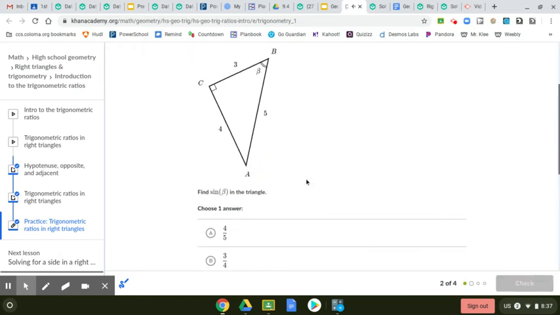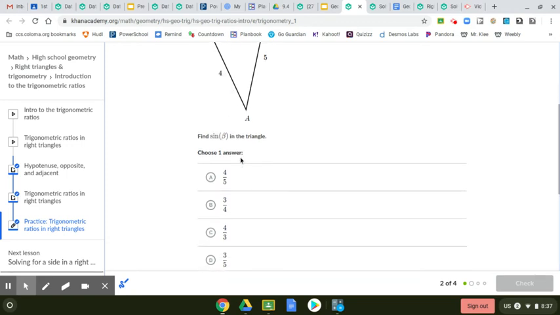Another sine problem. And again, what's opposite of it? B's on the right, 4 is on the left. So it's going to be 4 over 5. 3 over 5, down here, would be cosine of it.